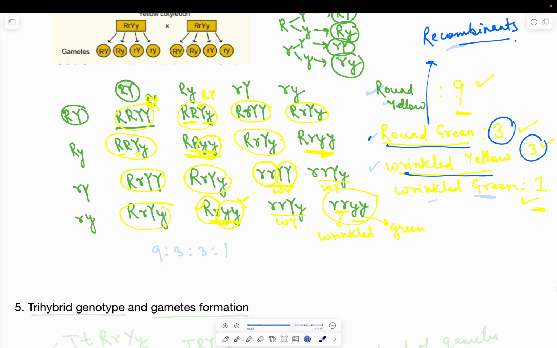So originally these were not the parental traits. The parental traits were round yellow and wrinkled green. Now the trait roundness is combined with green, so the traits are recombined. So these are known as recombinants. Fine. So I repeat, the phenotypic ratio in the case of dihybrid crosses is 9:3:3:1.